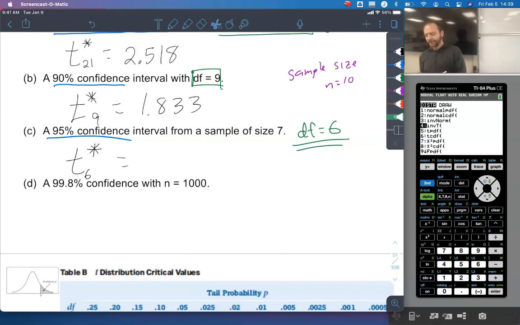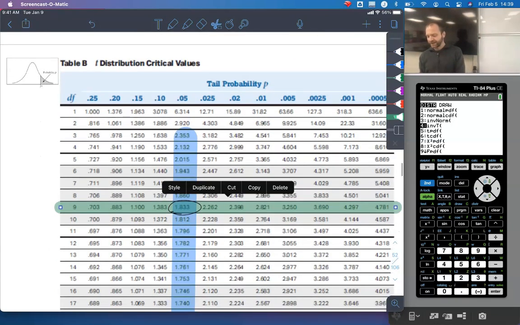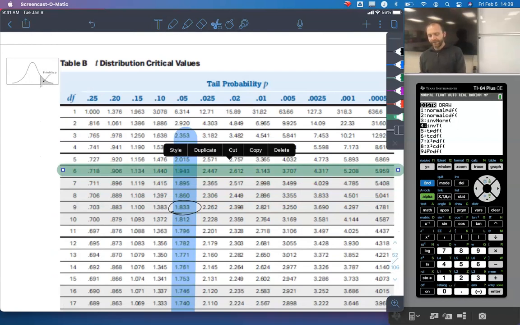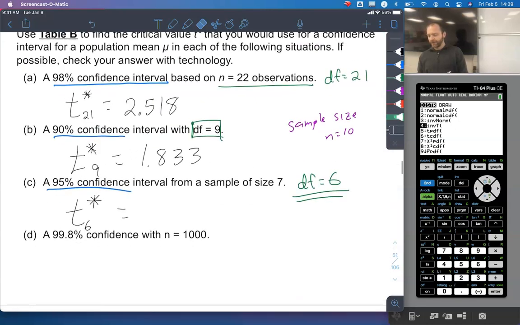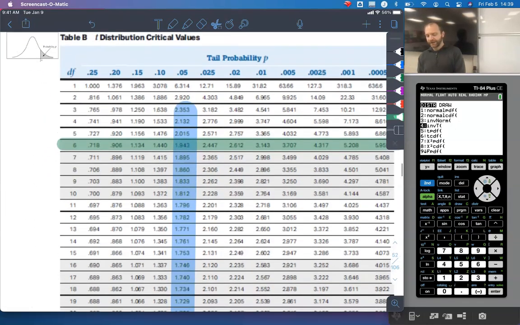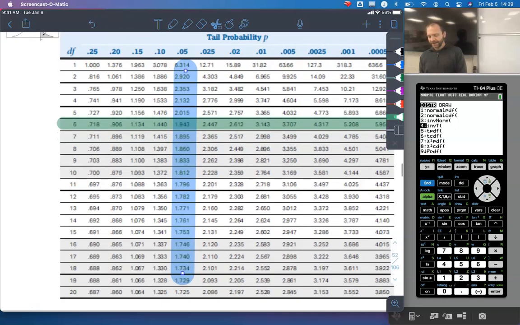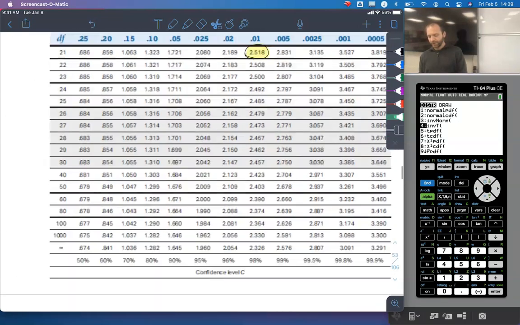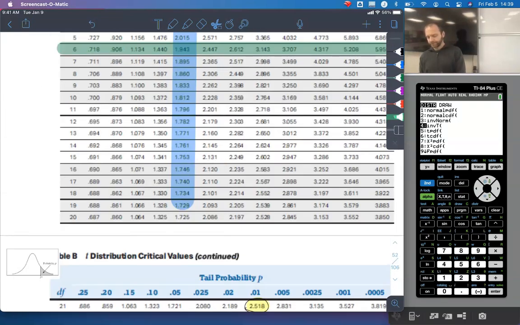So I'm going to take my degrees of freedom, 6, and I'm going to take a look at what was my confidence level. I want a 95% confidence level, and so I believe a 95% confidence level would put me right here.